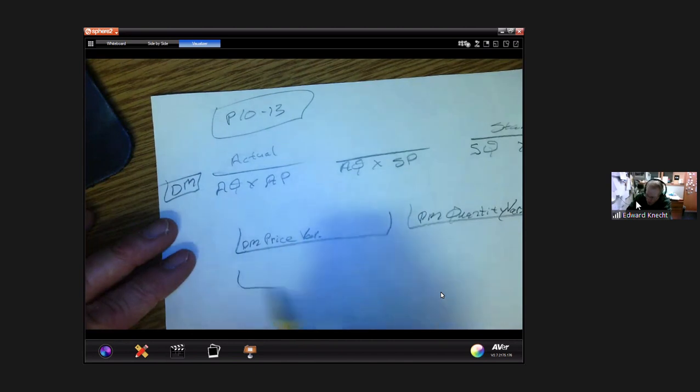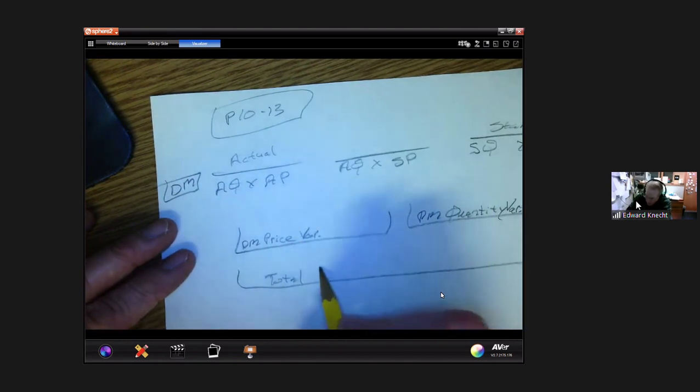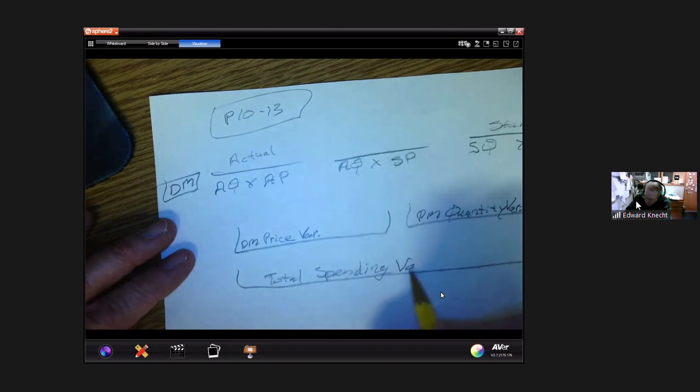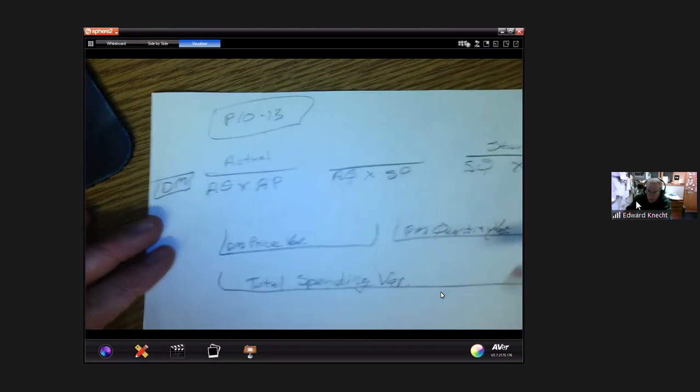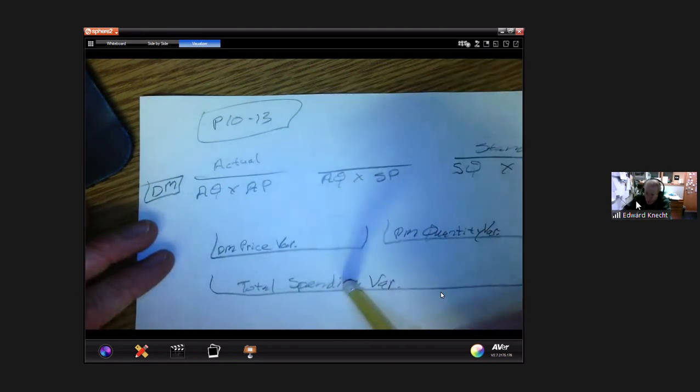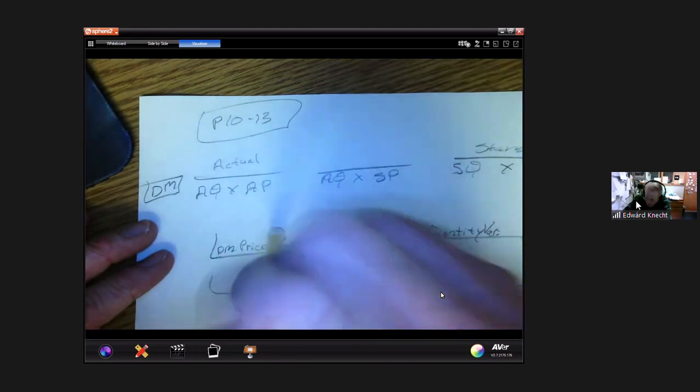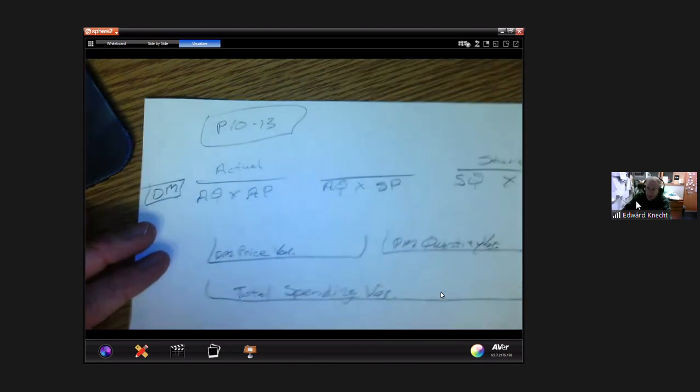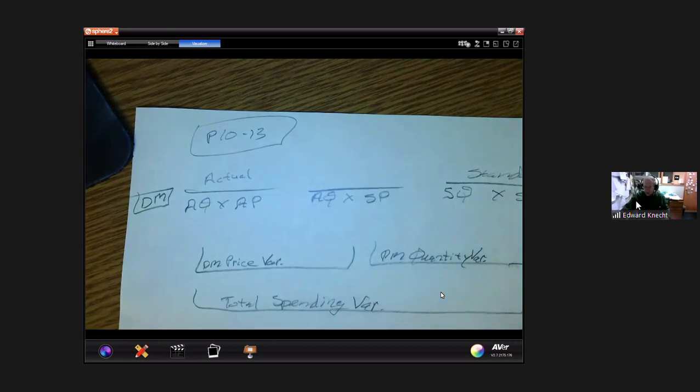And then, does this require a total spending variance? Total spending variance? That was chapter 9. So what we're doing here in chapter 10 is breaking the total spending variance down into the price and quantity variance. We're drilling down into the situation. So now let's look at problem 10-13.